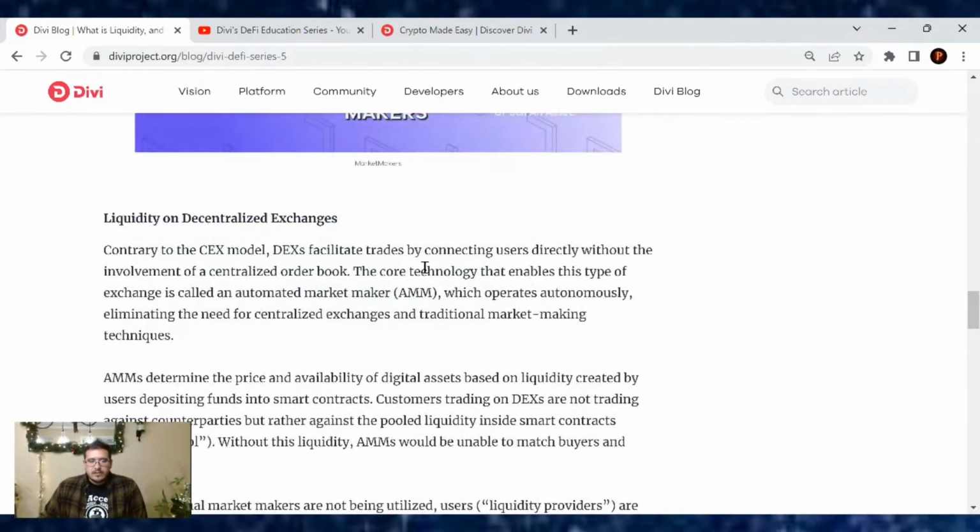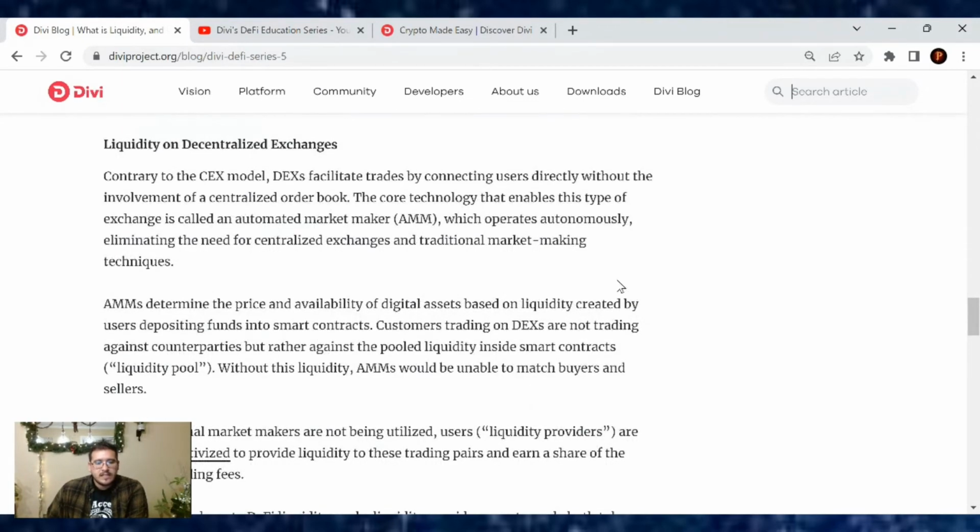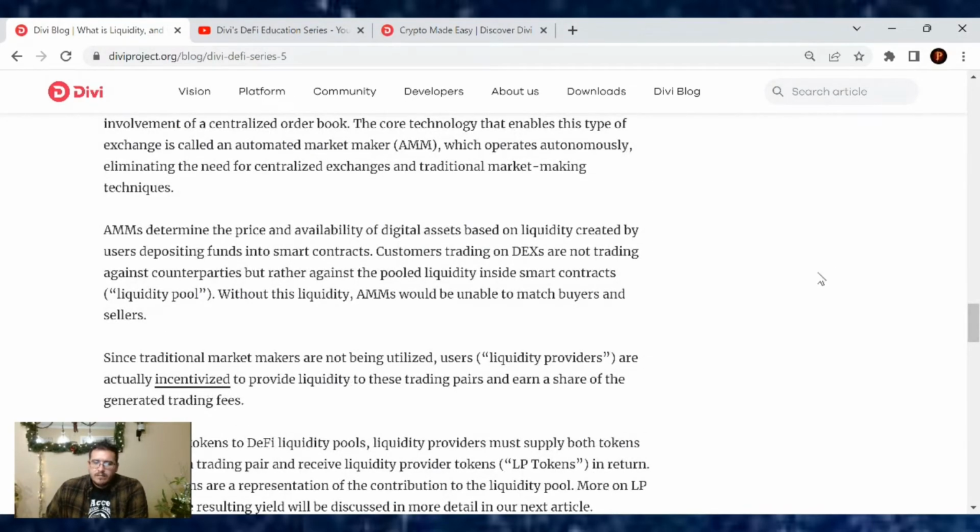Now, liquidity on decentralized exchanges. Contrary to the centralized exchange model, decentralized exchanges facilitate trades by connecting users directly without the involvement of a centralized order book. The core technology that enables this type of exchange is called an automated market maker, otherwise known as an AMM, which operates autonomously, eliminating the need for centralized exchanges and traditional market making techniques. AMMs determine the price and availability of digital assets based on liquidity created by users depositing funds into smart contracts. Customers trading on decentralized exchanges are not trading against counterparties, but rather against the pooled liquidity inside the smart contracts. So that is the liquidity pool.